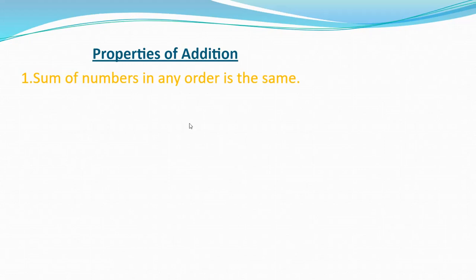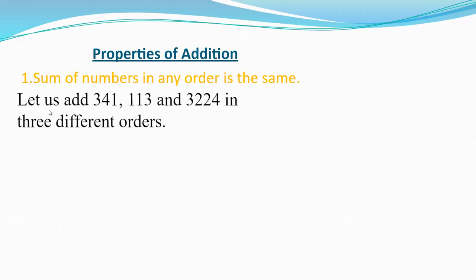So I'll show you some examples of it. Let us add 341, 113 and 3224 in three different orders. These three numbers are there. We will add them in three different orders and we will see that when we add them, the sum will be the same in all three orders. So let us study the first order.